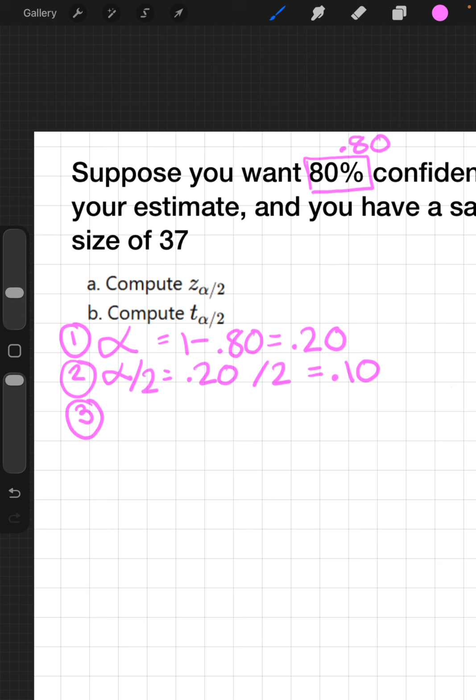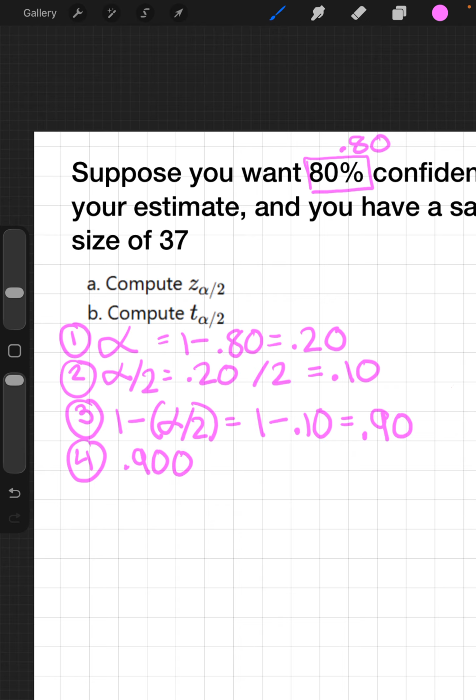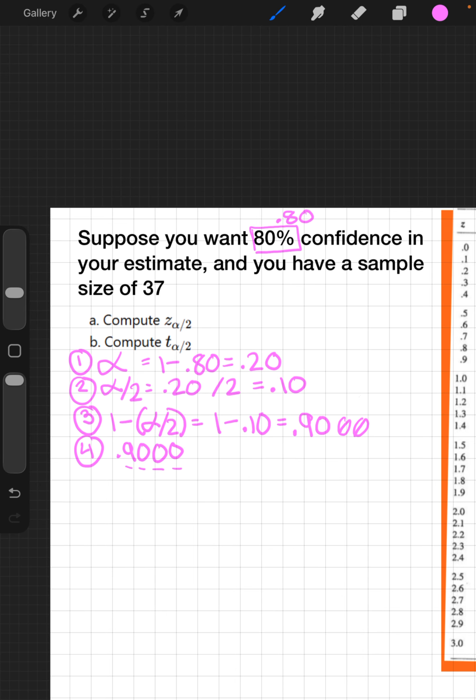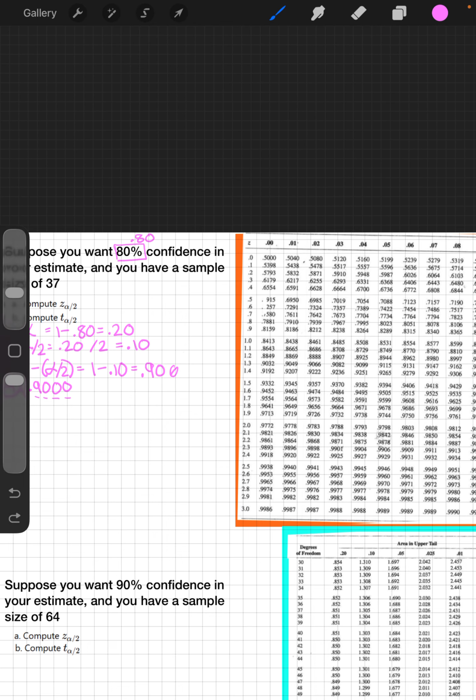And then the third thing we're going to do, we're going to find the area. The area is going to be 1 minus what we just did. And that's going to be 1 minus 0.10. That should be 0.9. And now the fourth thing we're going to do, we're going to look for this in the chart. And it's always nice to do 4 decimal places. So you can just put zeros right here. And I'm going to look for 0.90.